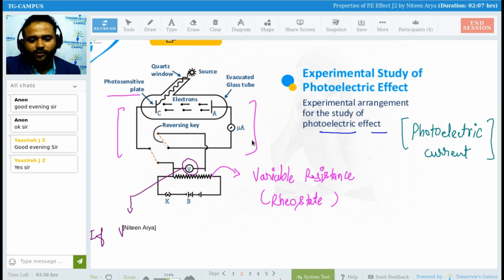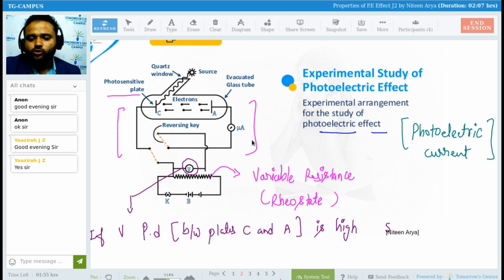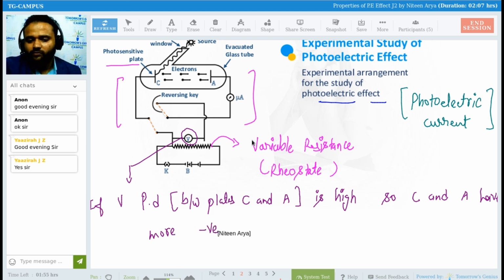If V is high, so obviously, the potential difference between plates C and A is high, so C and A have more negative or positive charge on them. That is the meaning of saying this.